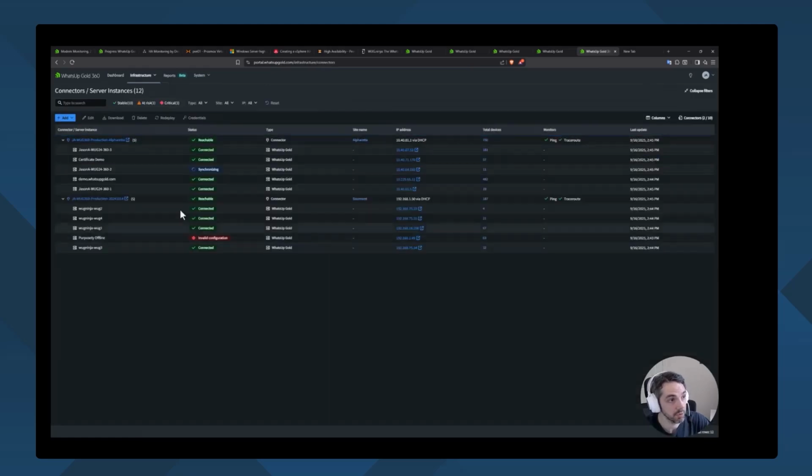So as part of WhatsUp Gold 360 and that connector deployment in the future, you'll be able to add a WhatsUp Gold server to that connector to sync its information back over here. And you'll see, again, that we already are syncing quite a bit of information, but we plan to lean more into WhatsUp Gold 360 in the future. And obviously managing multiple instances becomes a lot easier over here.